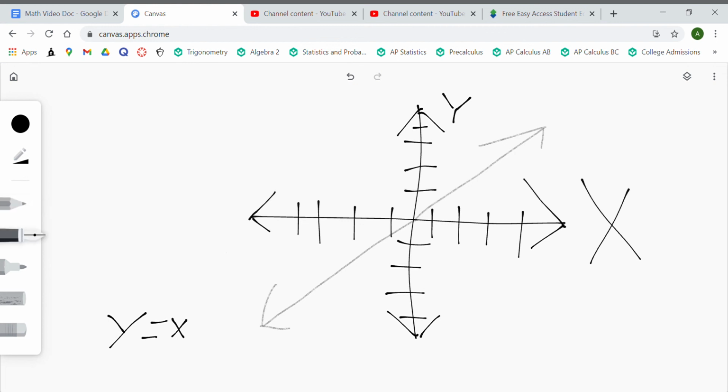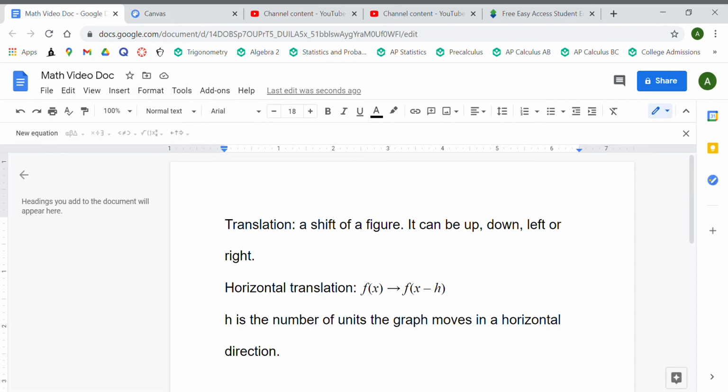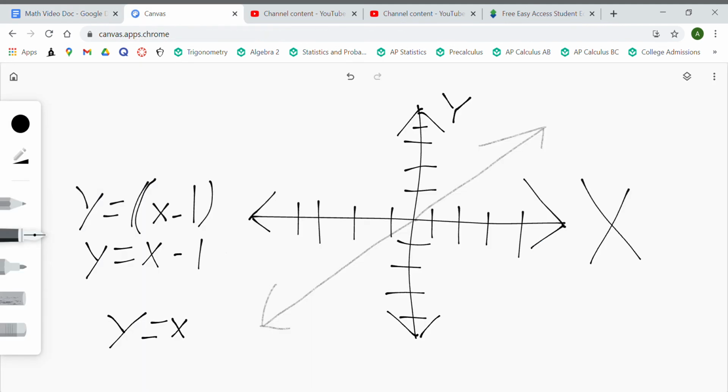Now, what if we try to shift it to the right 1 unit? Then we could write the function like this. Really, we don't need the parentheses. And so we are not moving to the left 1 unit, we are moving to the right. Remember, there's a negative sign already there. If it was a positive sign, then we would be moving to the left.